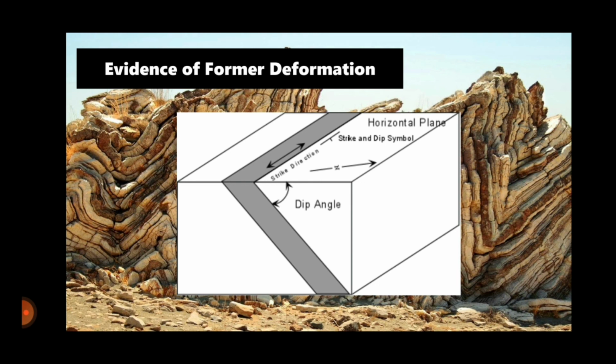In addition, in recording strike and dip measurements on a geologic map, a symbol is used that has a long line oriented parallel to the compass direction of the strike.